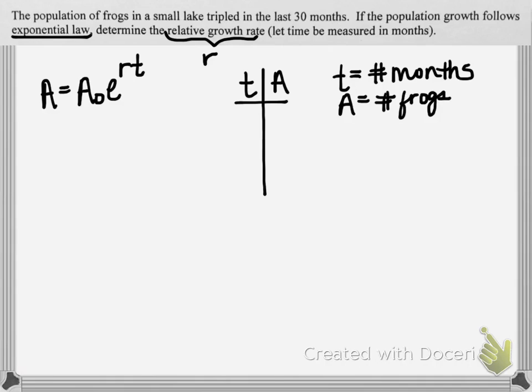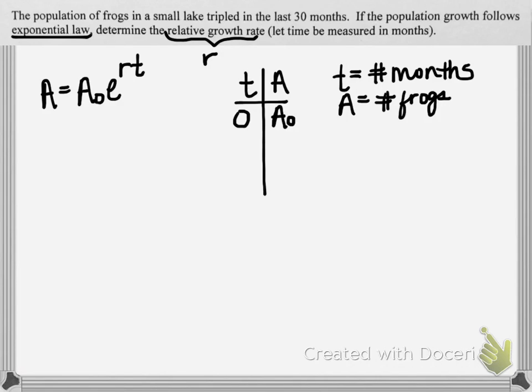So we're comparing T, number of months, and A, number of frogs. So it says that the population of frogs in the lake has tripled in the last 30 months. But it doesn't tell me how many frogs we began with. And that's what makes this problem a little bit more unique. So at a time of 0, we don't know how many frogs we have. So looking at our general model, we always use A sub 0 to represent the initial number of frogs. So we're going to just leave this generic for right now and say at time 0, the number of frogs is denoted by A sub 0.